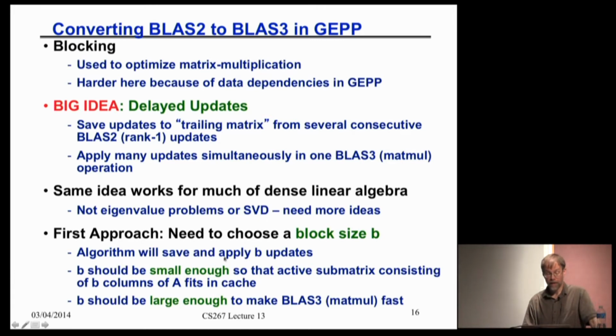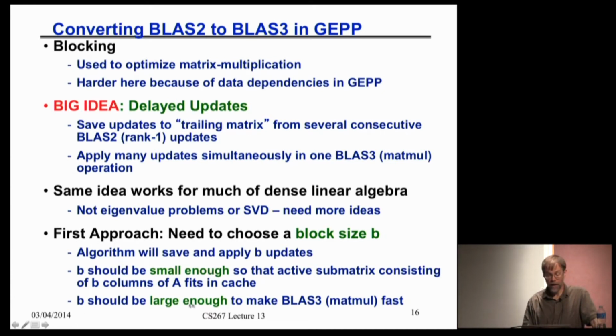So here's the approach. What I'm going to do is pick a block size, and I'll show you the code in the next slide. That's how many columns I do all at once and then apply them all at once later. So I'm going to save and apply B updates, and B should be small enough so that I can fit my whole B columns in cache at a time.